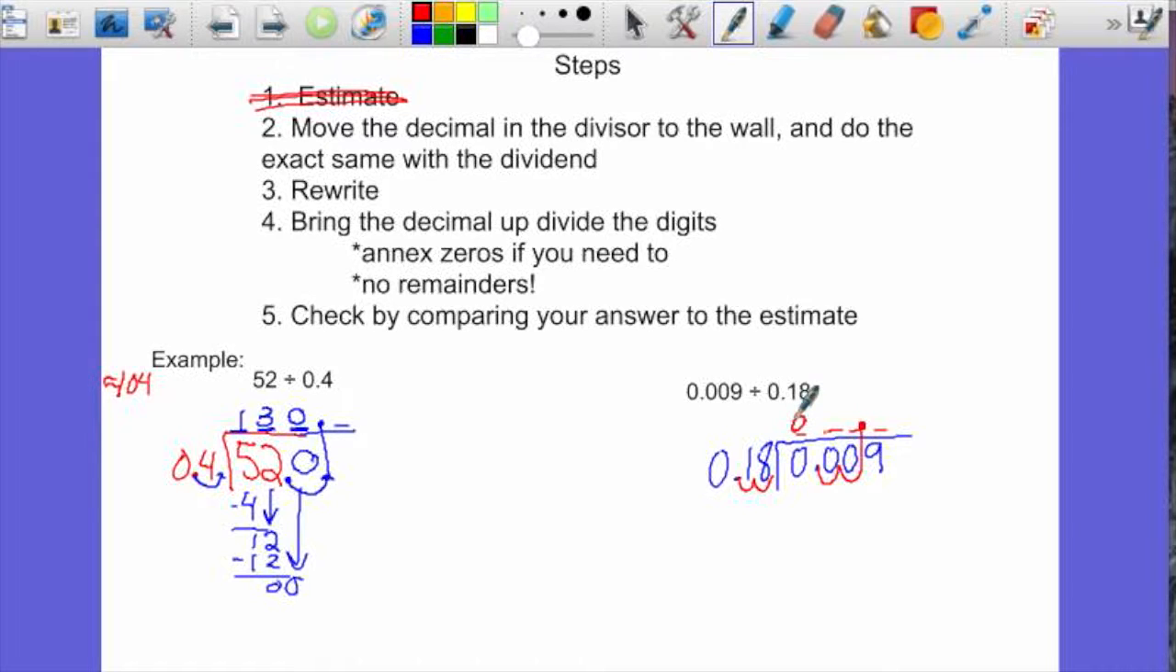18 into 0, 0 times. 18 into a bunch of zeros, still 0. So that's good. We know there's no whole numbers there. 18 into 9, still not going to work. So I need to annex that 0 on the end so I can keep going. 18 into 90. Now that's a little trickier, so I'm going to do some side work.